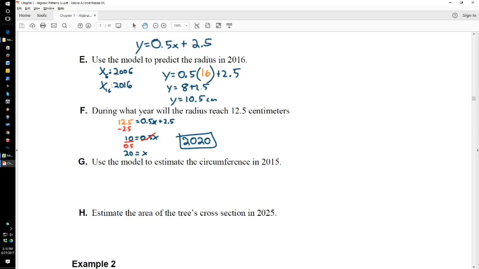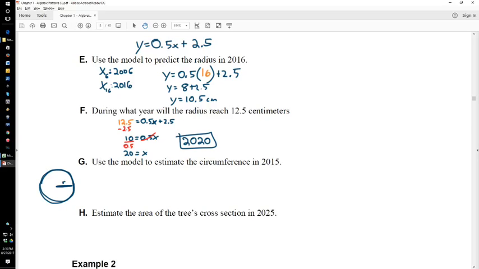Use this model to estimate the circumference in 2015. Okay, well 2015, first of all we've got to find the radius. Circumference, if you remember, is how far around, the measurement on the outside of the circle. We can use our equation to get the radius. So we need to find the radius, and then we use the radius to find the circumference.